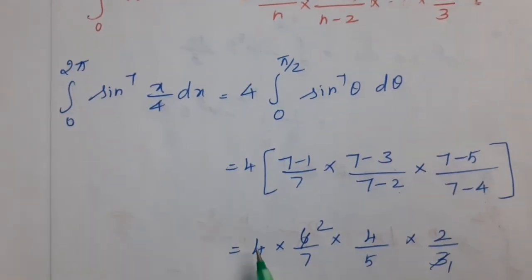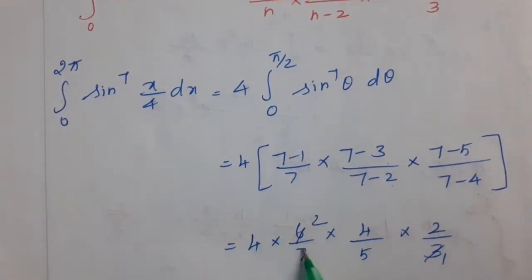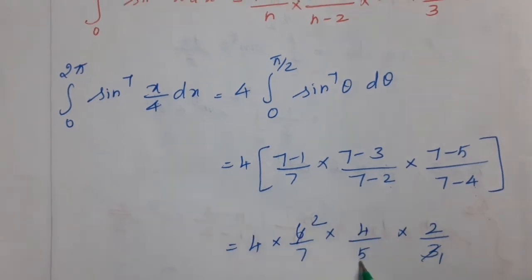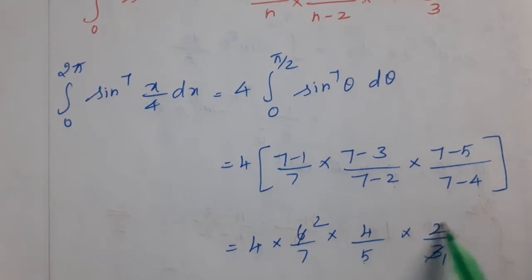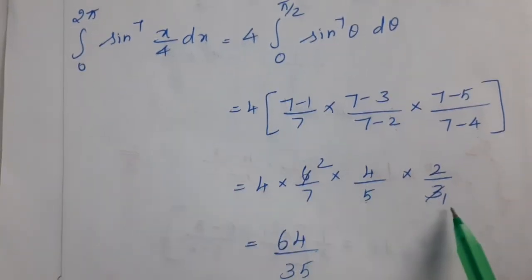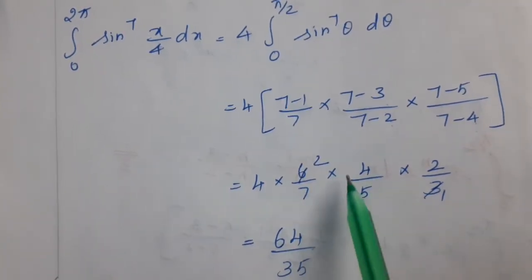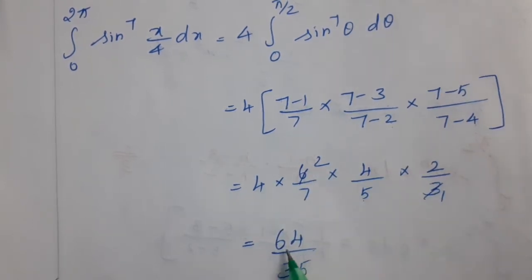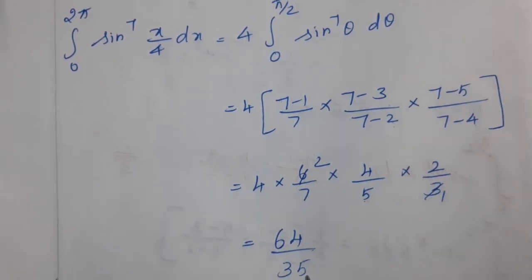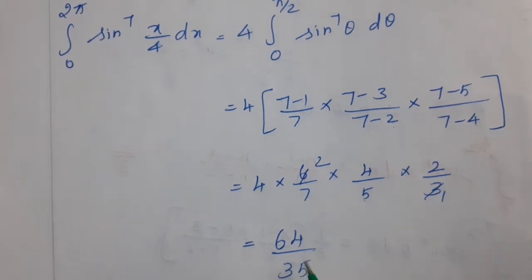3. Now 4 into 7 minus 1 is 6 by 7, 7 minus 3 is what? 4 by 5, 7 minus 5 is 2, 7 minus 4 is 3, so 2 by 3. After simplification, 1 3 is 3, 2 3 are 6. Multiplying numerator with numerator and denominator with denominator, we get what? 64 by 35. We want to find whether n is even or odd.